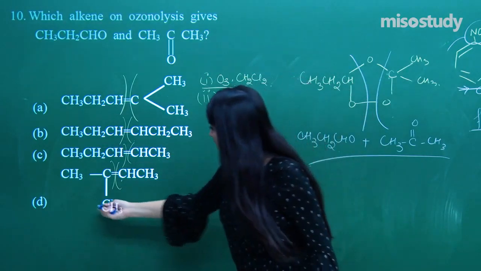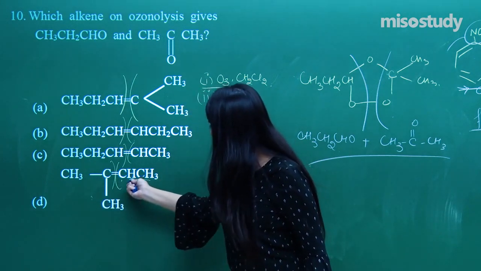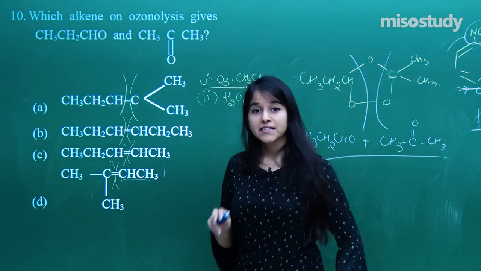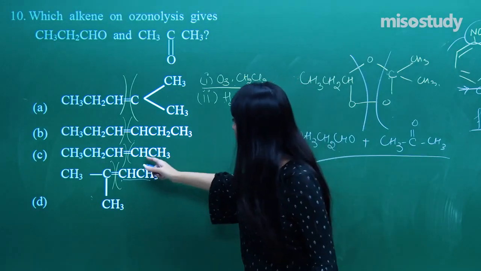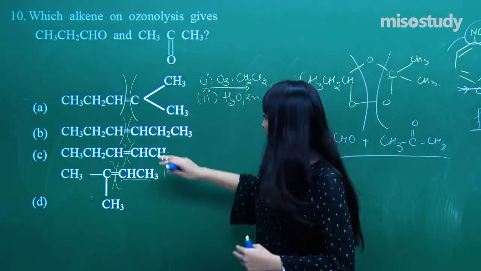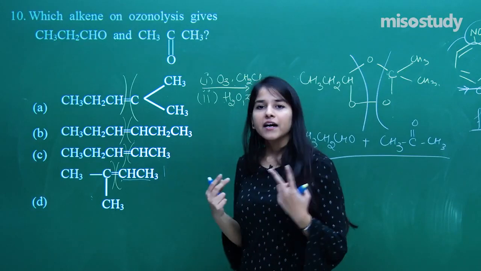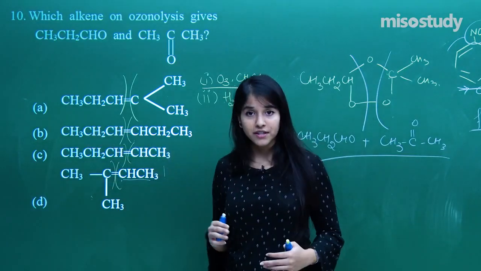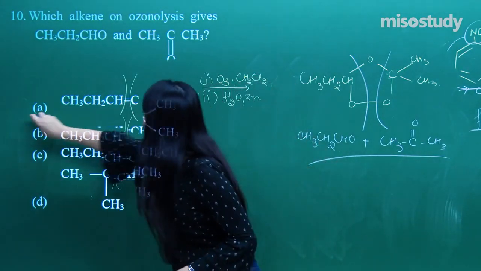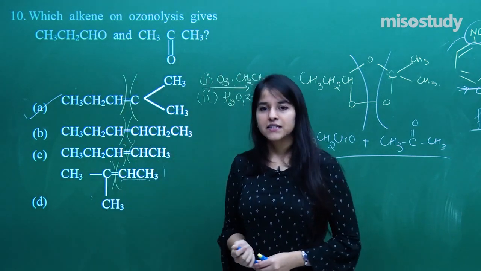A similar kind of procedure will be used to check each and every option. Here also you will get acetone, but over here you get 2 carbons, that is the ethanal, a 2-carbon aldehyde. Over here you have got 2 aldehydes, and in this very option again 2 aldehydes having 3 carbons each. So, I hope you all have got it. This very answer is the right one.